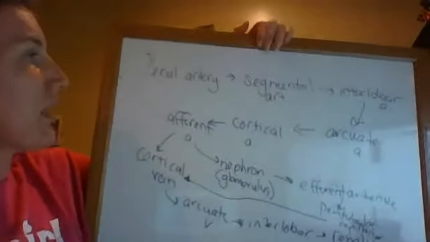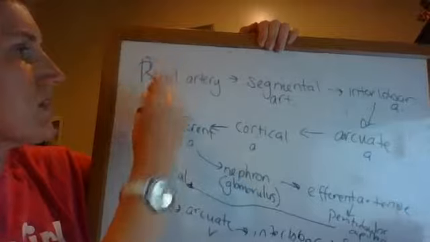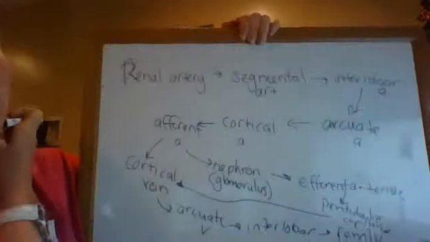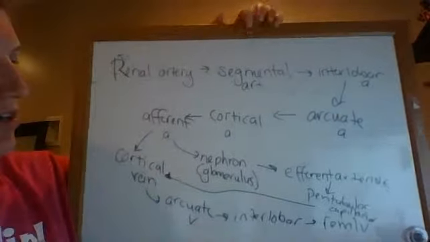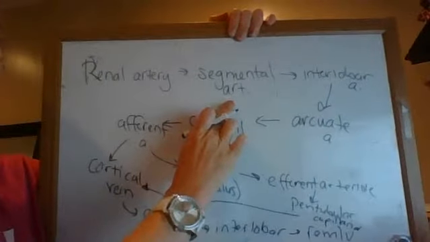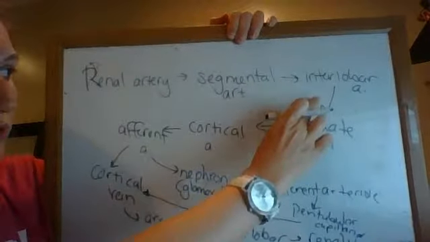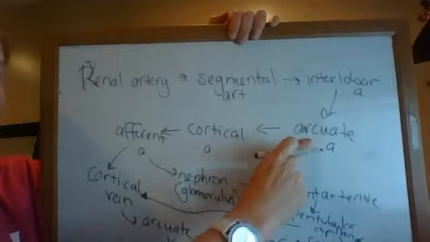I always mess this up. Mirror imaging is tough. Okay, so we start with the renal artery. My little R got erased there. The renal artery, branching off of some of the major arteries in the abdomen, branches into what we call the segmental artery, and then the interlobar artery. The interlobar artery then branches into the arcuate artery.